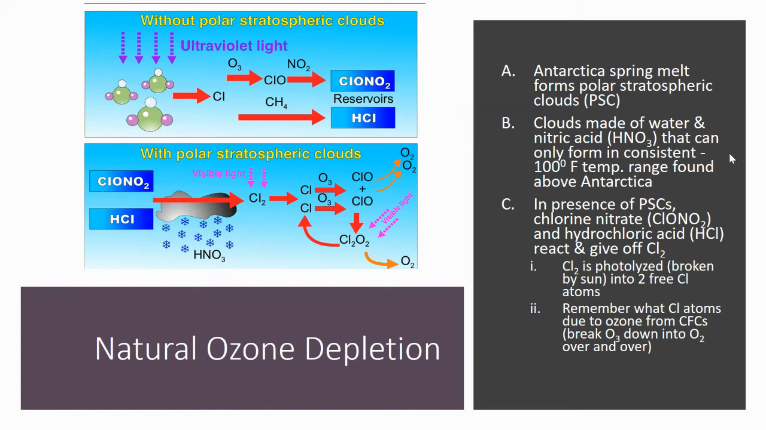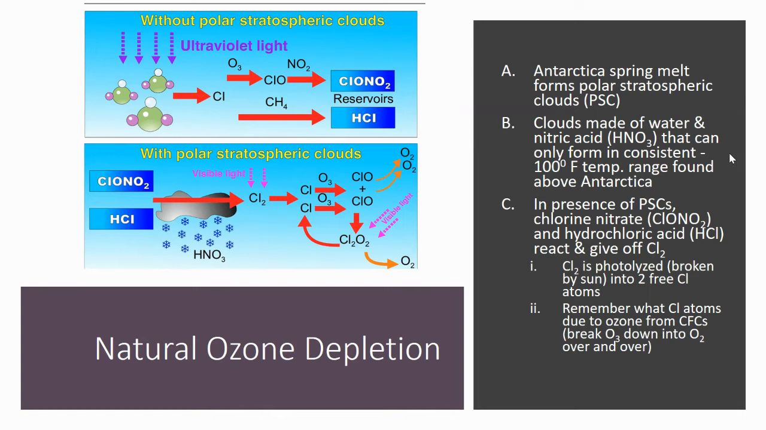Because remember, the stratosphere is a warmer form of the atmosphere layers. Now, in the presence of those polar stratospheric clouds, chlorine nitrate and hydrochloric acid react and will give off those similar chlorine atoms. That chlorine is photolyzed, which means just simply broken down by the sun into two free chlorine atoms. And remember, we just talked about the chlorine and CFCs are going to break down the ozone.